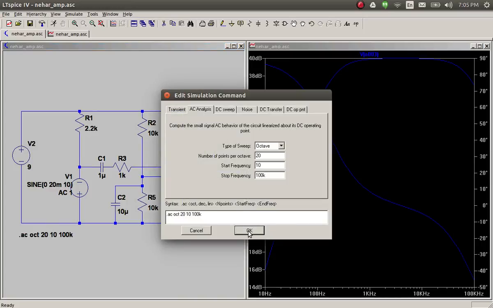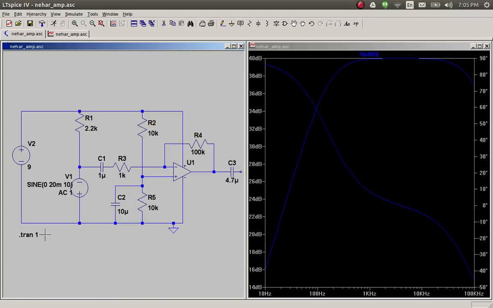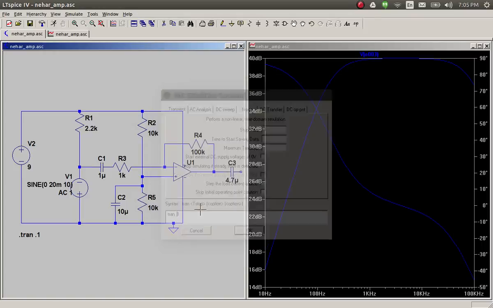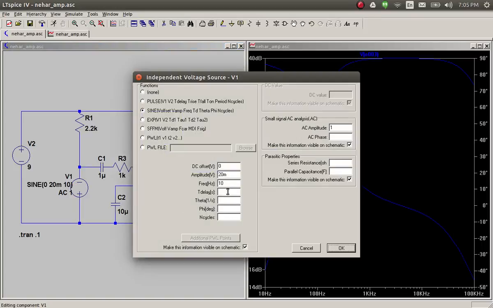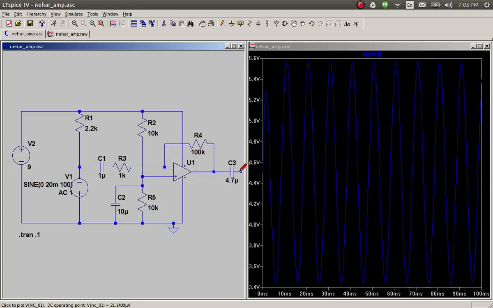So let's go back to the transient. What I'm going to do is increase the frequency to 100 hertz, as the plot said. If I increase the signal to 100 hertz, I should get around 1 volt output. That's what it's telling us. So let's see.